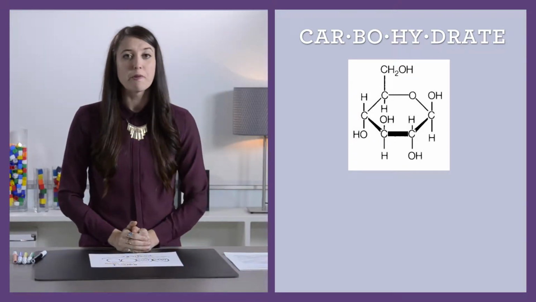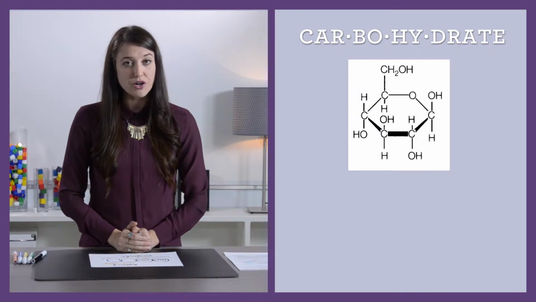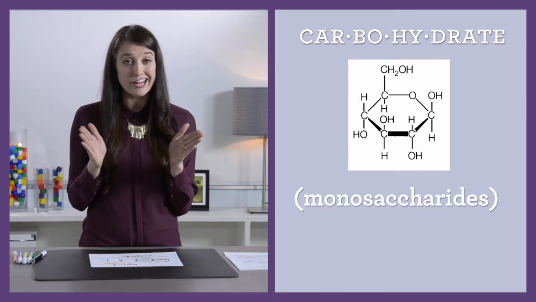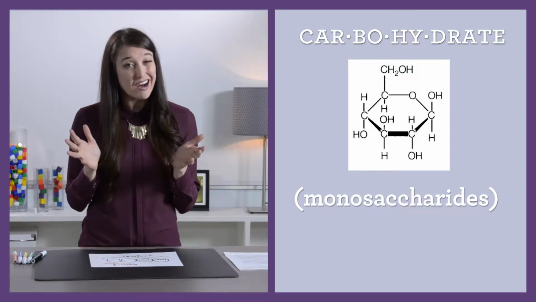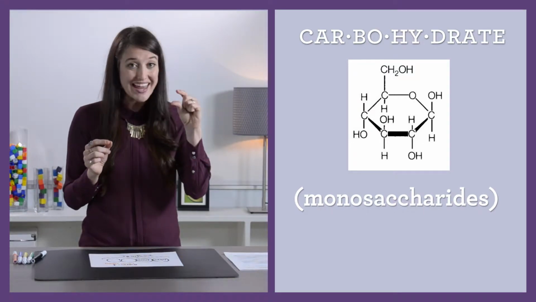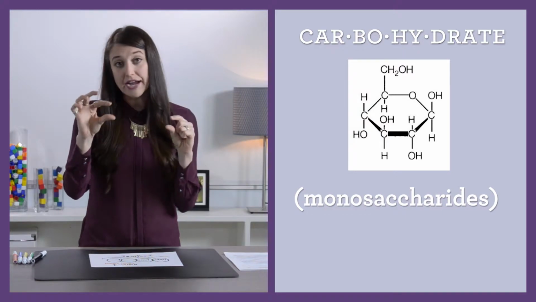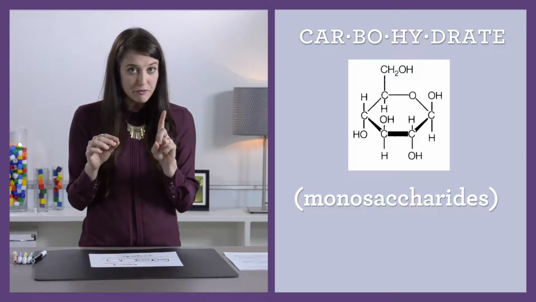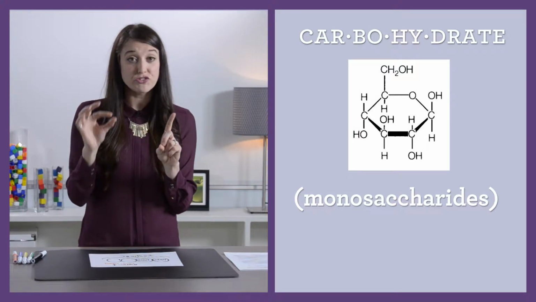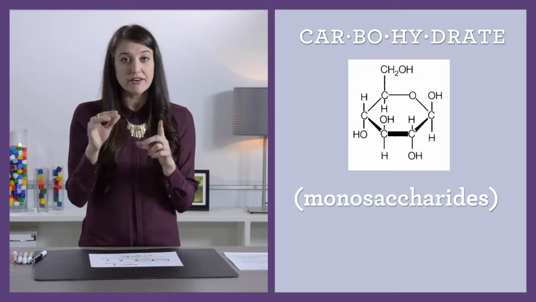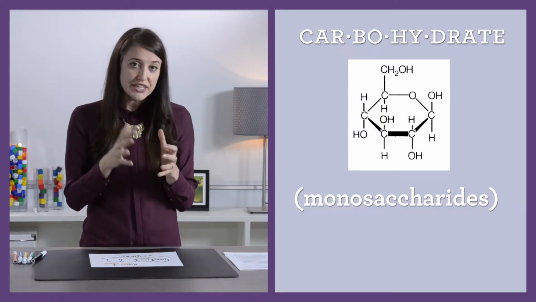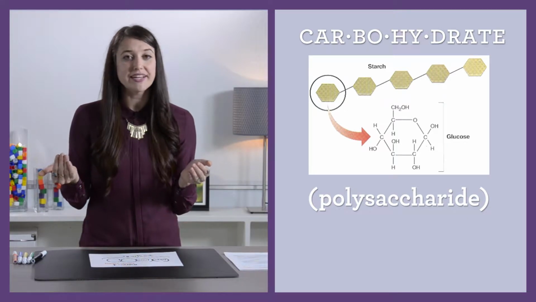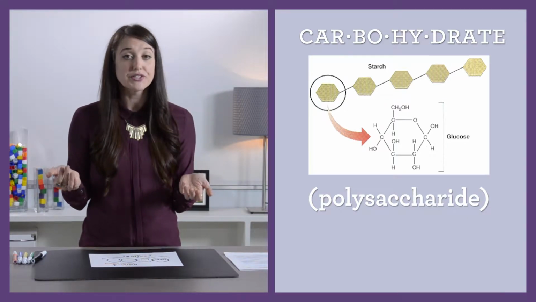Now we're going to talk about the monomers of carbohydrates, which are called monosaccharides. Now think back to what the other nickname for carbohydrates is: polysaccharides, which just means many saccharides. Saccharide, I want you to think of as meaning sugar. So mono, remember, means one. Saccharide means sugar. So monosaccharide means one sugar. When I put these together through the process of polymerization, that then makes a polysaccharide, or a starch.